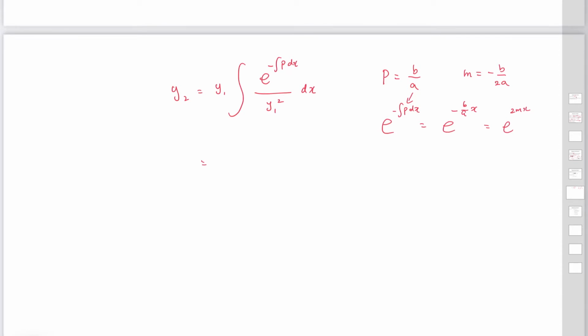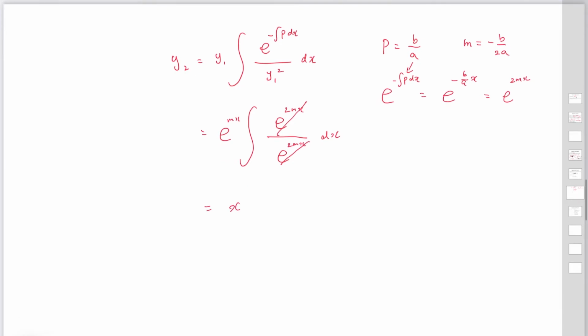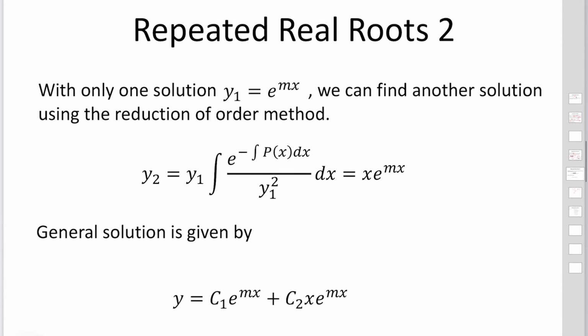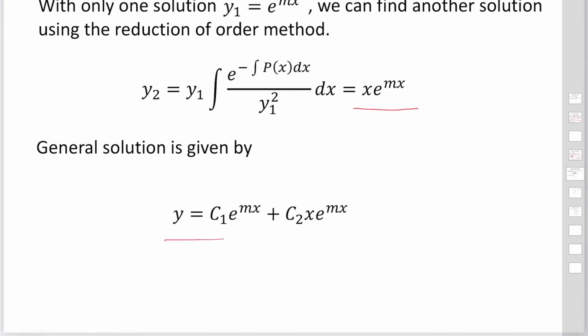Then you can substitute. Y sub 1 is exponential mx times the integral of exponential 2mx over exponential 2mx dx. This cancels out. So the solution is expressed as x times exponential mx. So this is another solution, x times exponential mx. The general solution is given by y equals c sub 1 exponential mx plus c sub 2 x times exponential mx. This is the general solution.